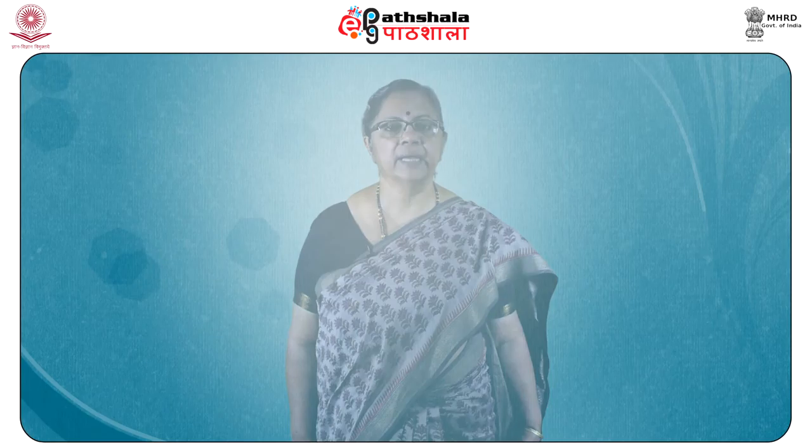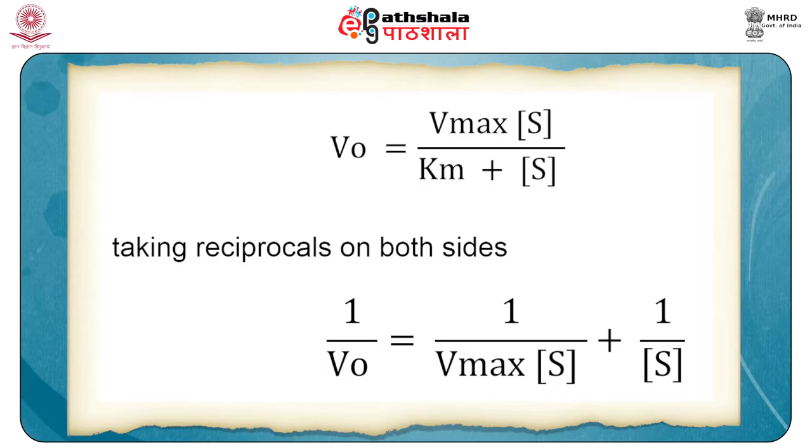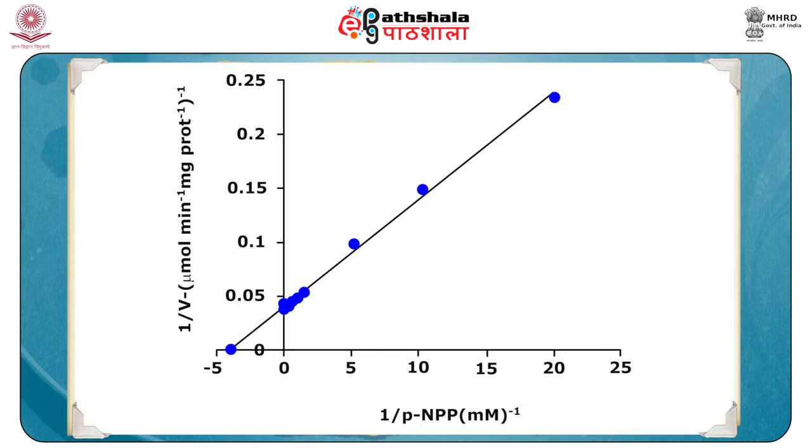V0 is equal to Vmax times S divided by Km plus S. This is the basic Michaelis-Menten equation. Now, taking reciprocals on both sides, 1 over V0 is equal to Km over Vmax times 1 over S plus 1 divided by Vmax. This is known as the Lineweaver-Burk or double reciprocal plot, as illustrated.